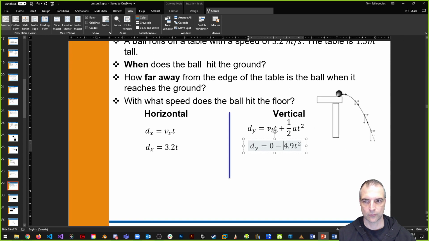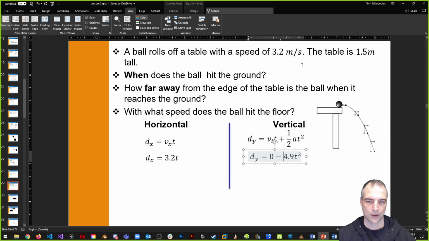That's the first question. When does the ball hit the ground? Well, we know that the table is 1.5 meters tall, right? Okay. So, as an example, can we not say that the final position then, so the change on x and the change in y. We don't know what the change in x is yet. We don't know what this is yet. But we do know what the change in y is going to be, no?